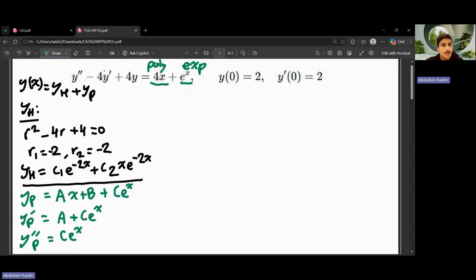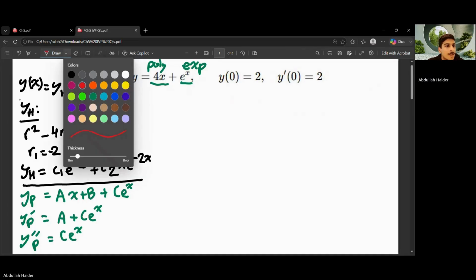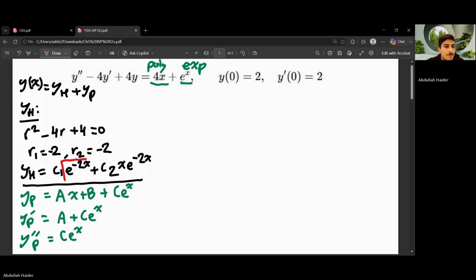Okay. And as I forgot to mention, you should always check if y_h and y_p have something in common. You have e power minus 2x, and you have x e power minus 2x. So basically there's nothing in common, so you don't have to multiply anything in y_p by x, and you're perfectly good to go. So now we will substitute this y double prime, y prime, and y_p in this equation, and then compare to the right side.